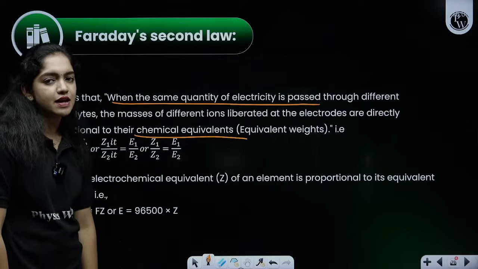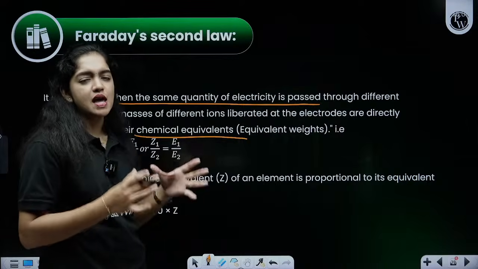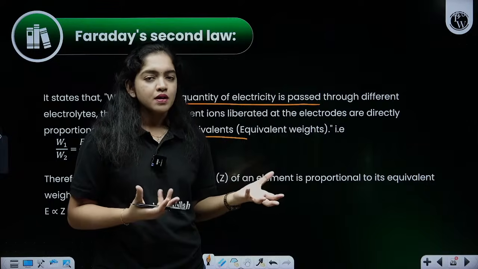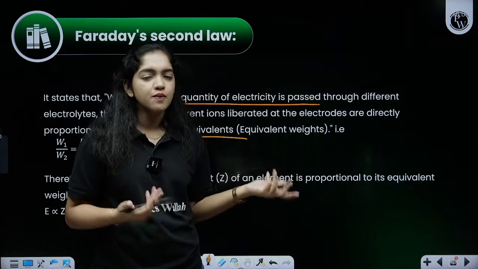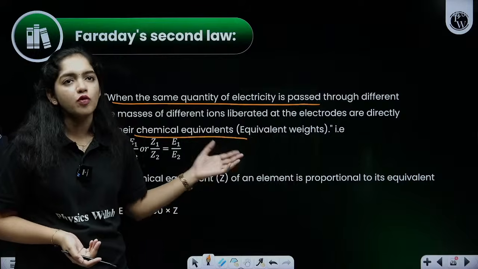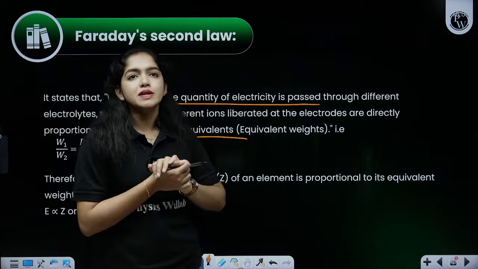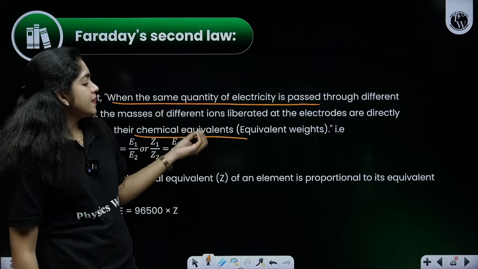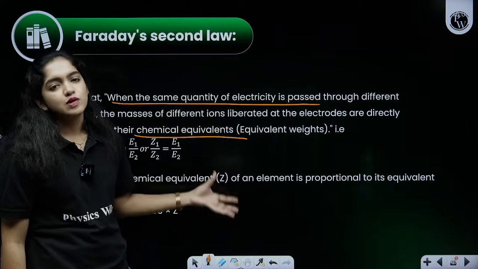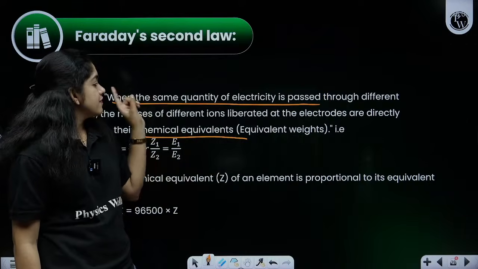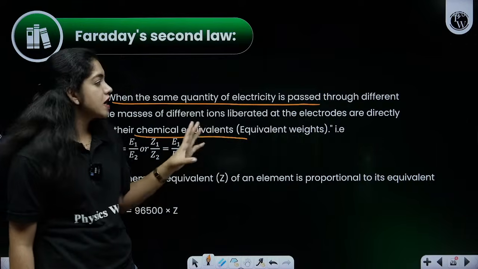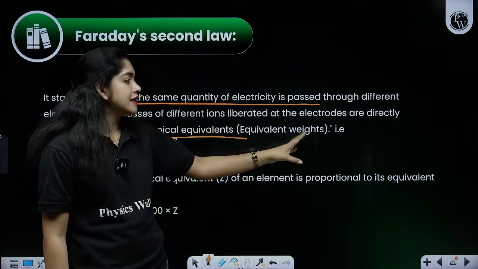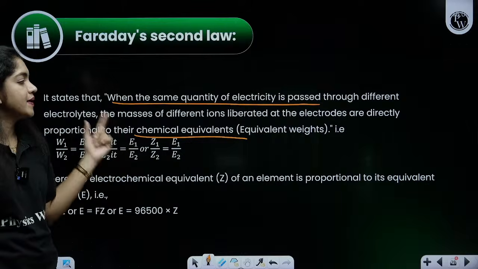That means if we pass the same electricity through two different electrolytes, will the mass of ions deposited be the same? No, it will depend upon the chemical equivalent weights of the electrolytes that we use. That is the second law. When the same quantity of electricity is passed through different electrolytes, the masses of different ions liberated at the electrodes are directly proportional to their chemical equivalents.